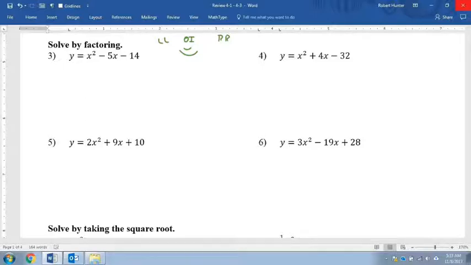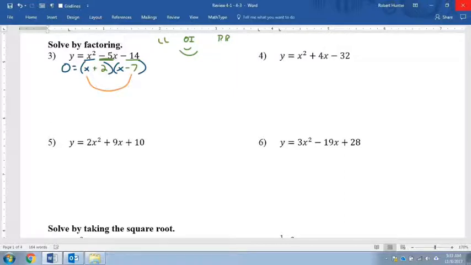So, here we go. Let's put some parentheses up here. And we're looking to see where these equal 0. Okay, that's where the x-intercepts are, when y is 0. So two things that multiply to the left are x and x. Two things that multiply to the right are, well, let's do 7 and 2. Since we have to multiply to a negative, that means the bigger one's probably going to be negative. Okay, and then we'll check it out.